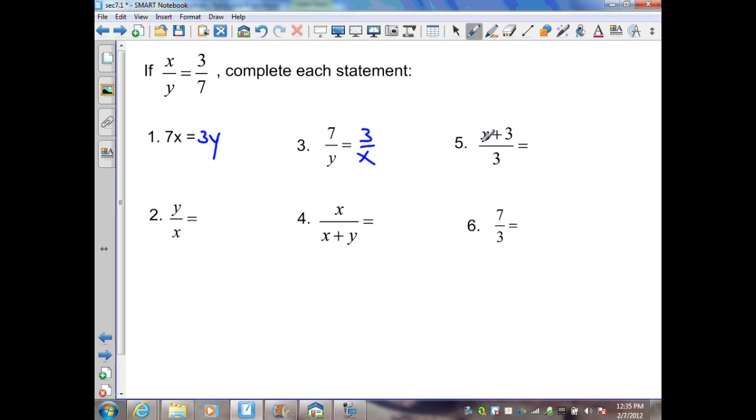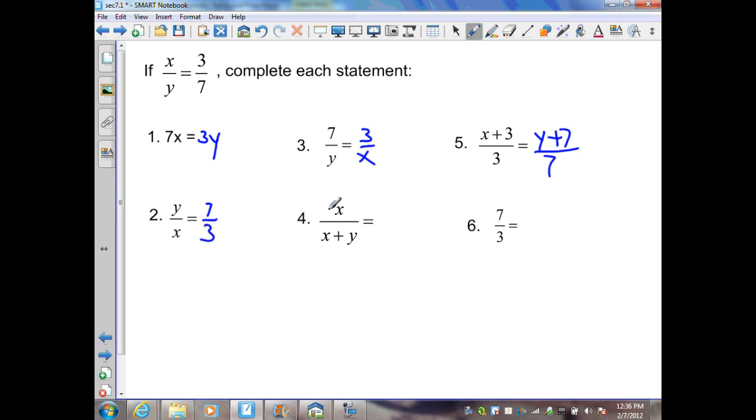Next, I have x plus 3 over 3. So, x plus 3 over 3, I'm going to follow the same pattern. Y plus 7 over 7. Next, I have y over x. Here's x over y. Take the reciprocal, I get y over x. Take the reciprocal, I get 7 over 3.